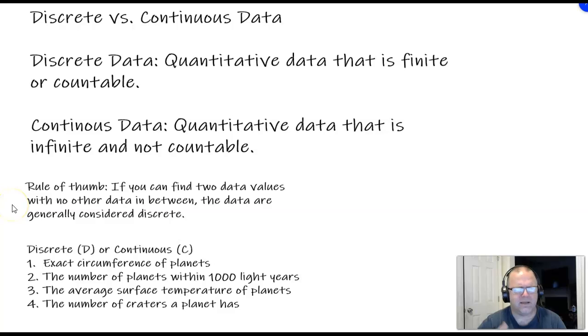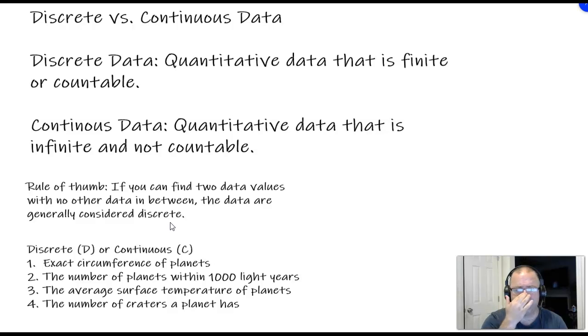I've discussed this with a lot of classes, and the easiest way that I've found to visualize and talk about this is using this rule of thumb. The rule of thumb I like to use is that if you can find two data values with no other data in between, then we consider the data discrete. And what does that mean? It means that with continuous data, where it's not countable, no matter what two data values you find, you can always find data in between those two data values. And you can keep doing that infinitely.